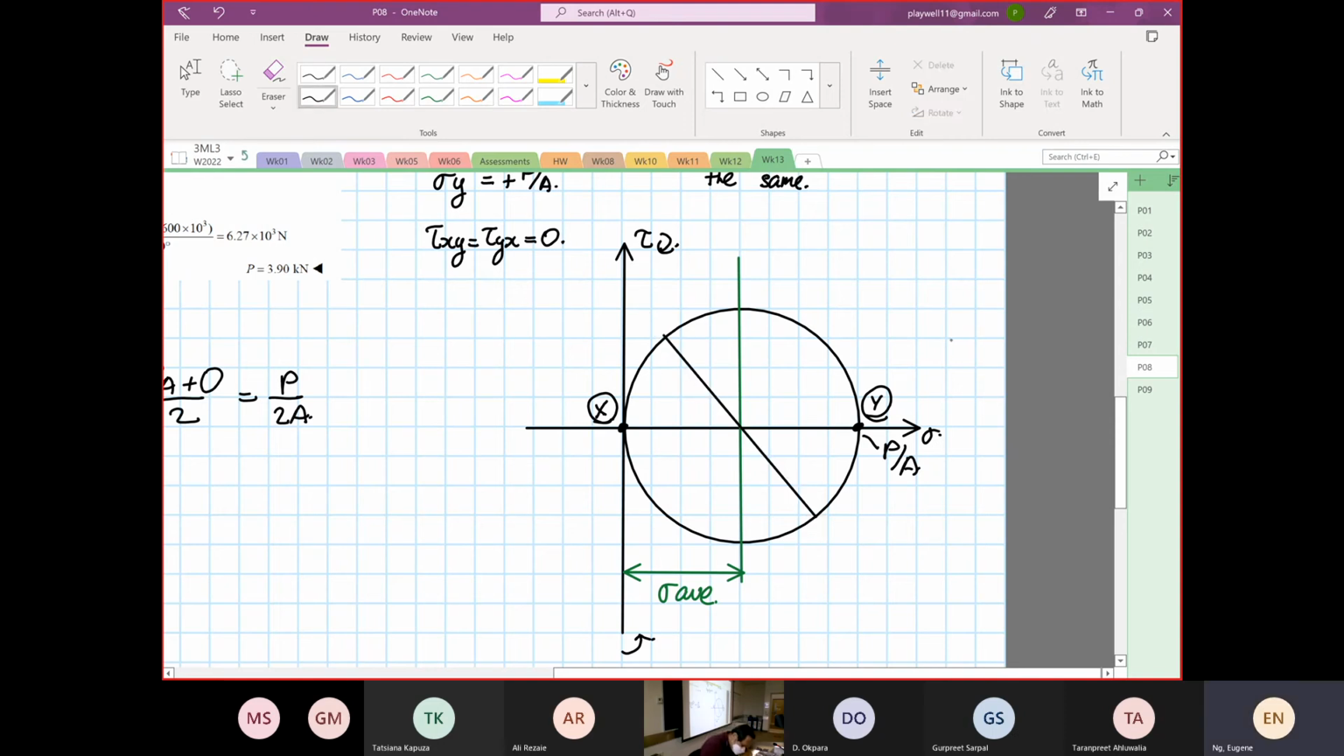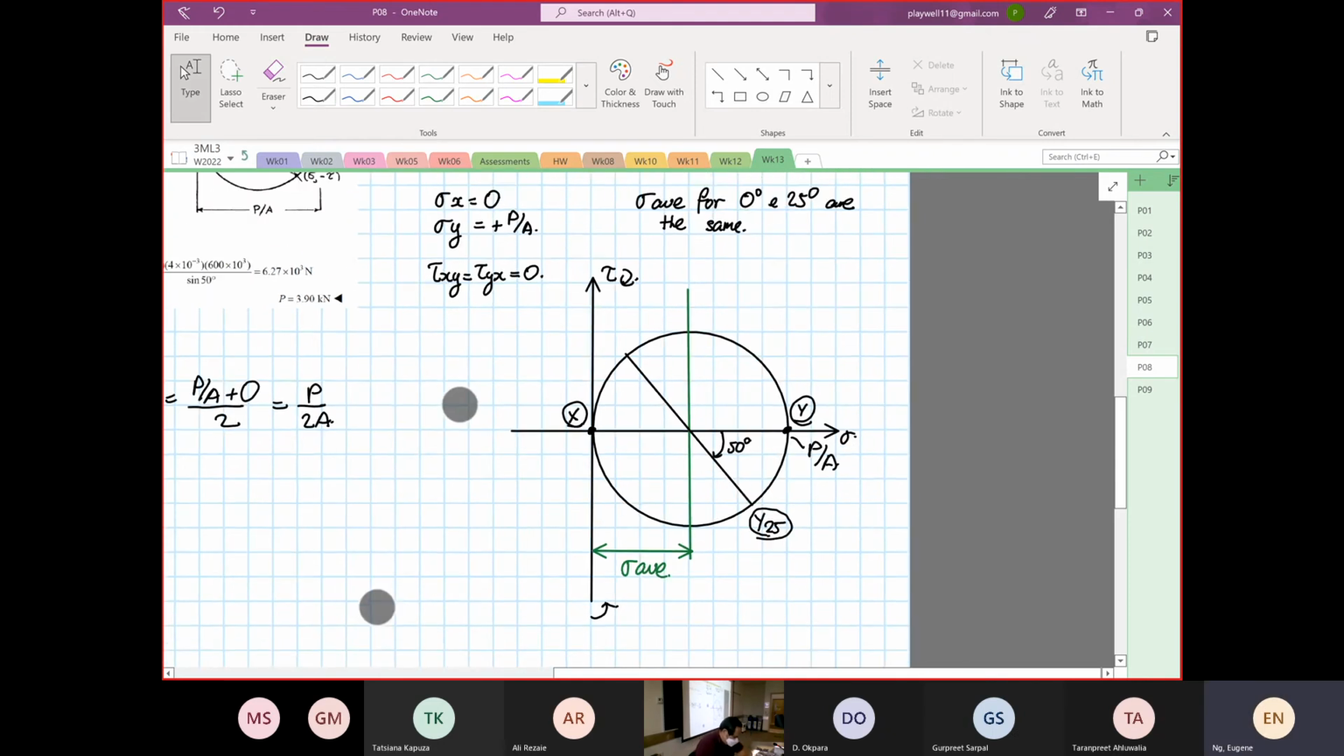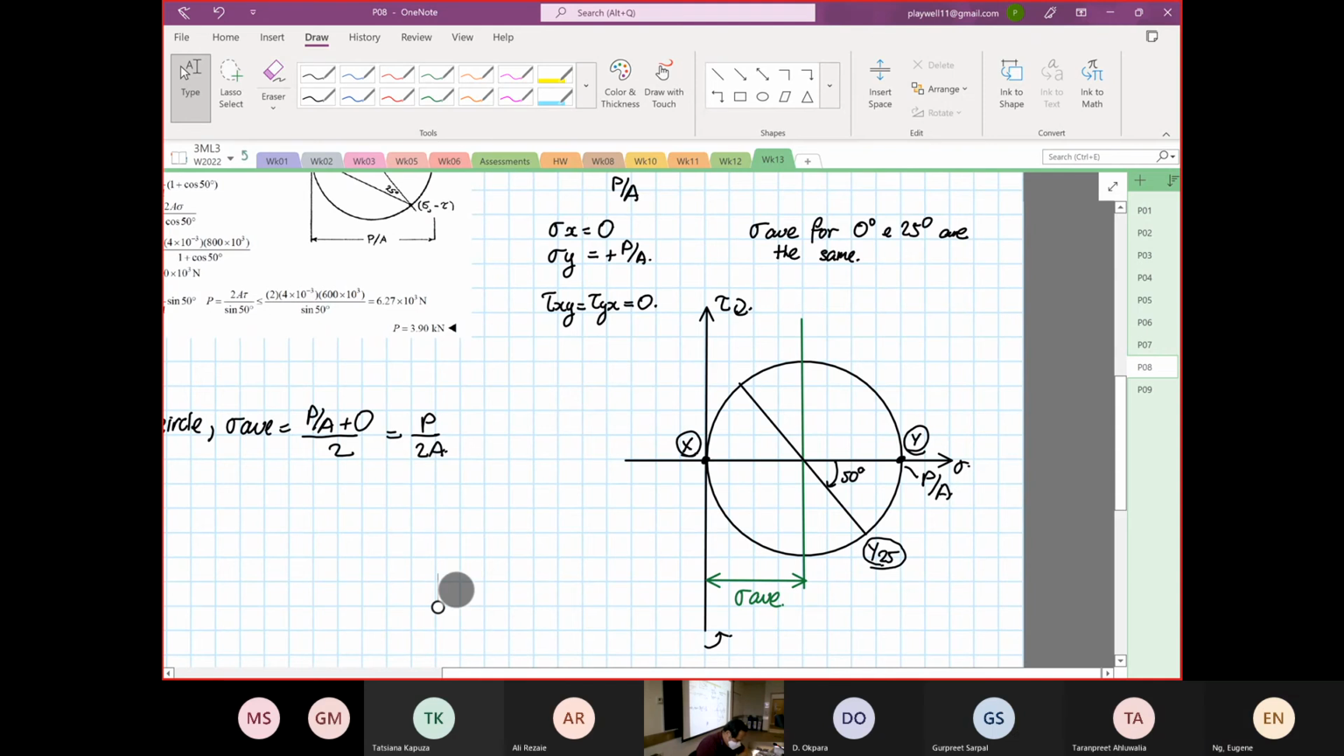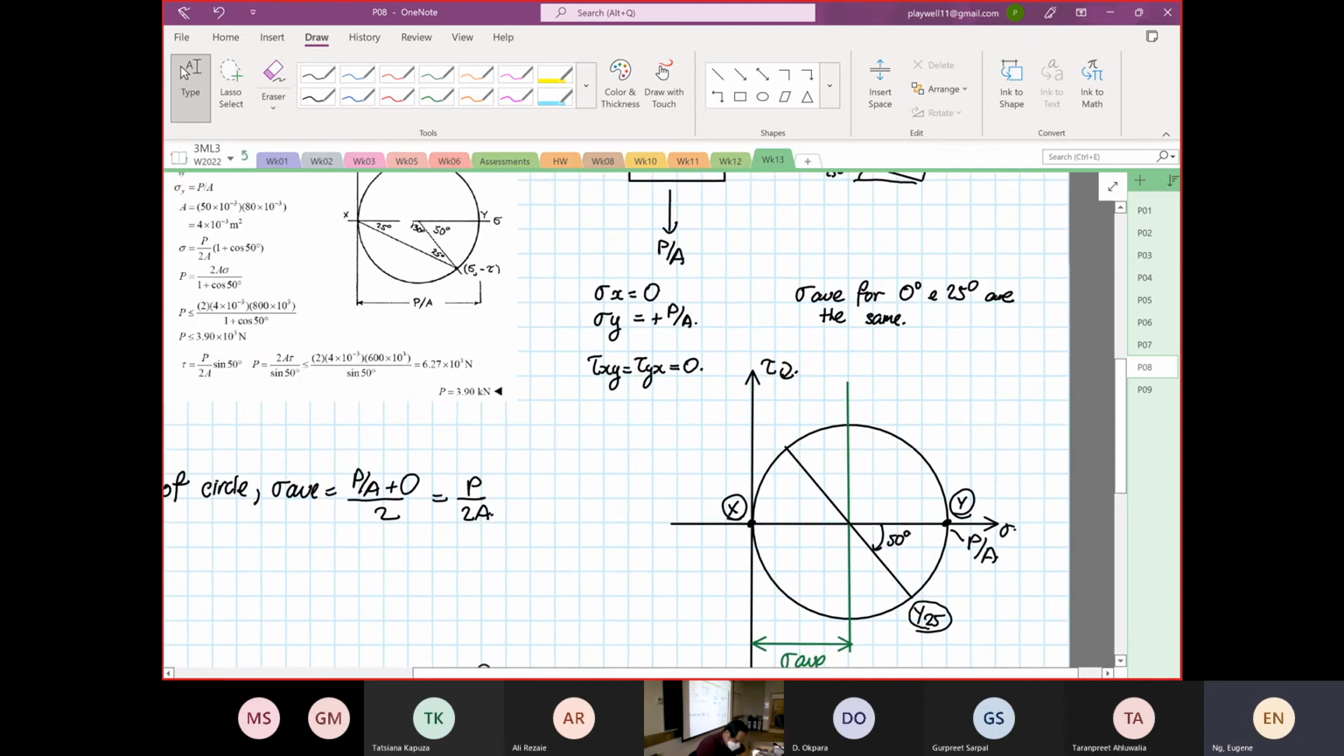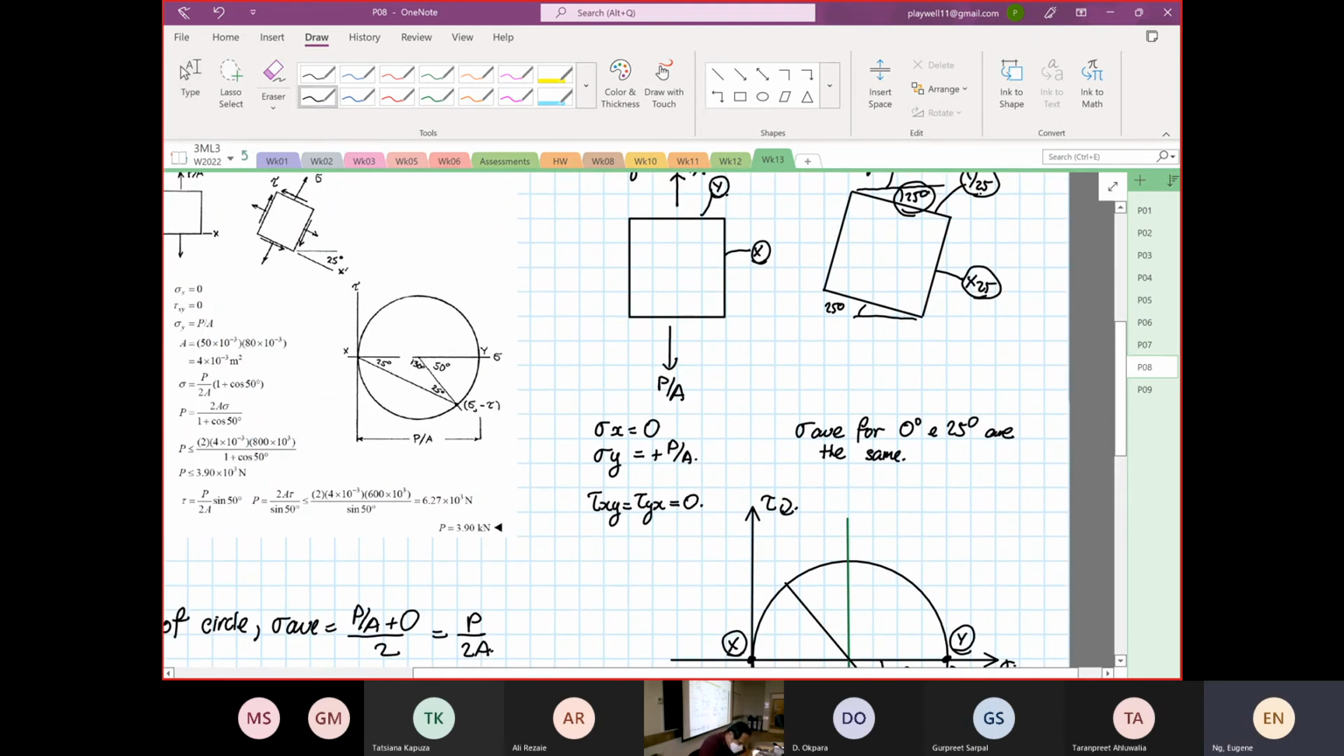Okay. So from here to here, it will rotate by 50 degrees. Right? So at this point over here, this is your stress Y25. And it has been rotated in what direction? In a clockwise direction. Am I right? Clockwise direction. So from here to here is your clockwise direction.